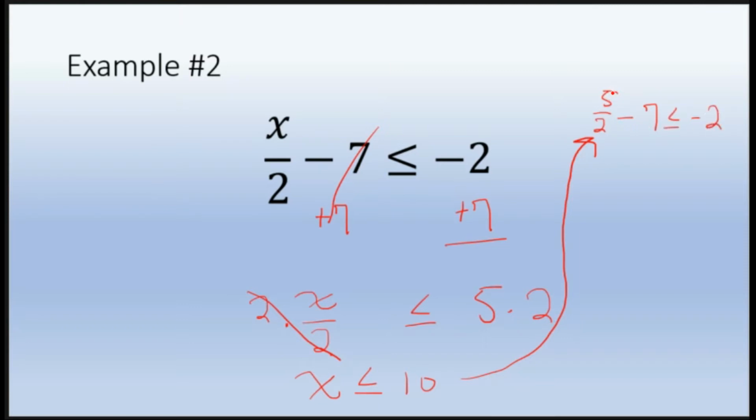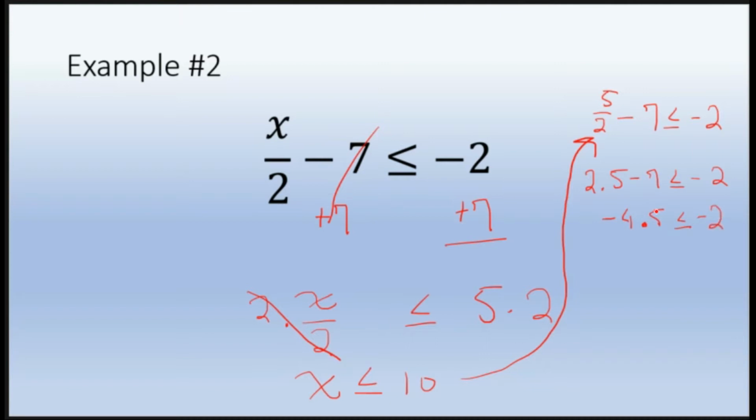Okay, so go ahead. 5 divided by 2 is 2.5. Bring everything else down. 2.5 minus 7 is negative 4.5. There's a decimal there.